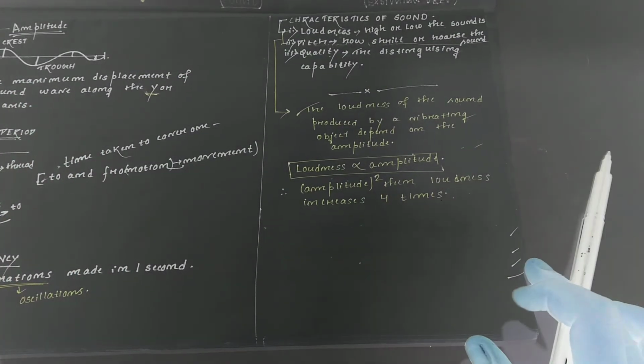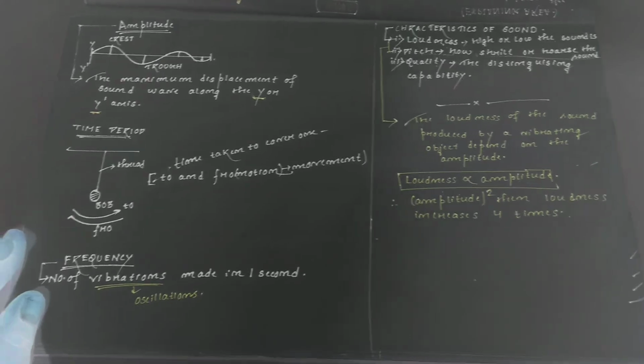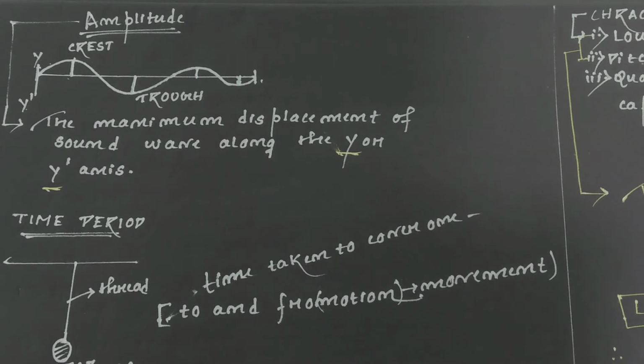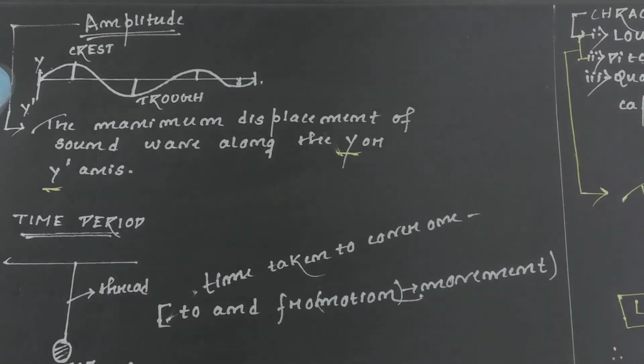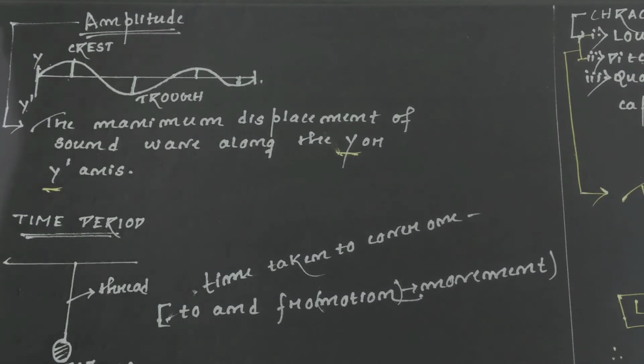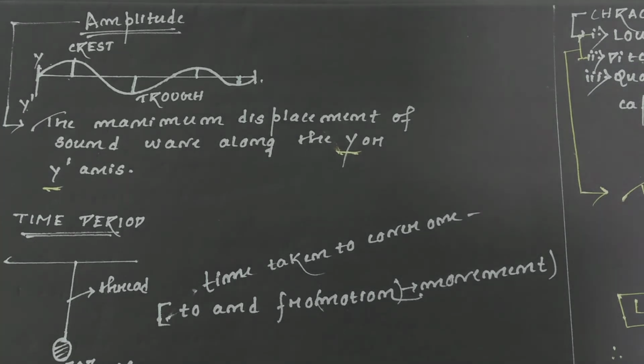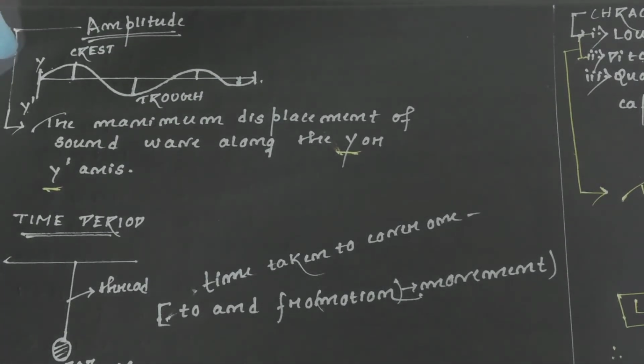Now I move on to our next topic. Our next topic of discussion is amplitude. This word is very new to you. Amplitude is nothing but the maximum displacement of a sound wave along the y or y dash axis. So the maximum displacement along the y axis or y dash axis is called the amplitude. As you can see here, a wave is again drawn, but here with the axes y and y dash.